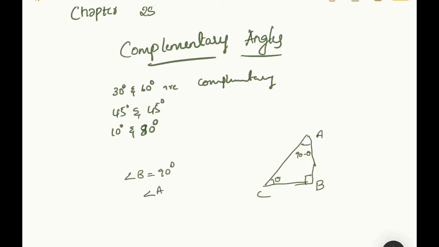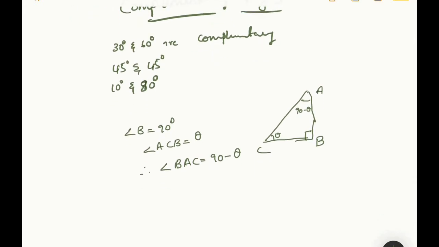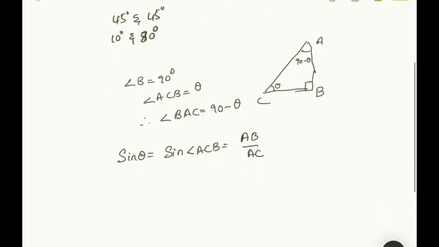Angle ACB, I am taking it as theta. So therefore angle BAC will be equal to 90 minus theta, or CAB is equal to 90 minus theta. So what is sine theta now? Sine theta means I can take it as sine of angle ACB. Sine theta will be AB by AC, correct?